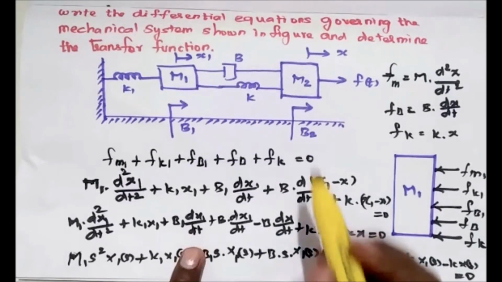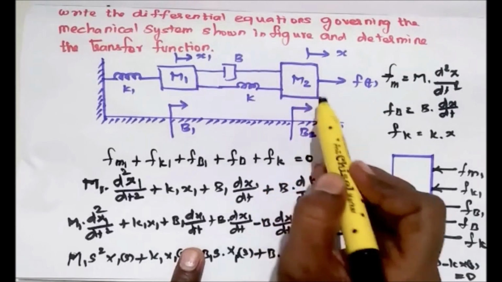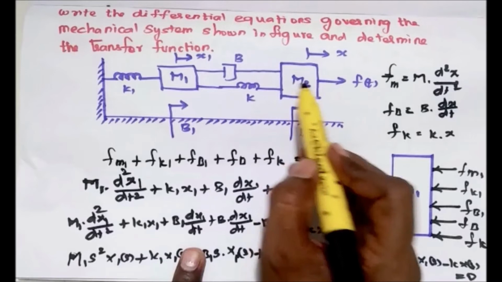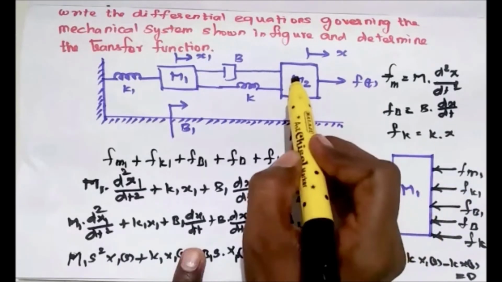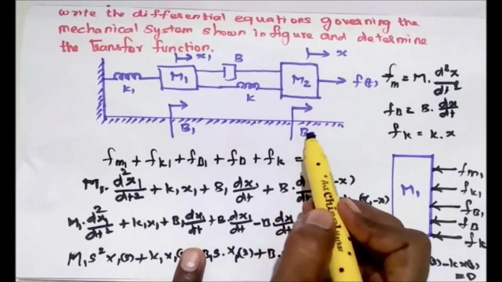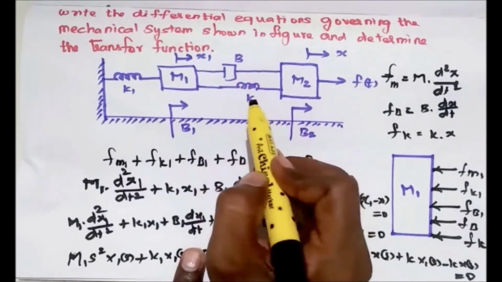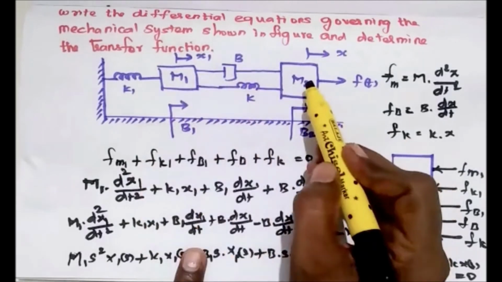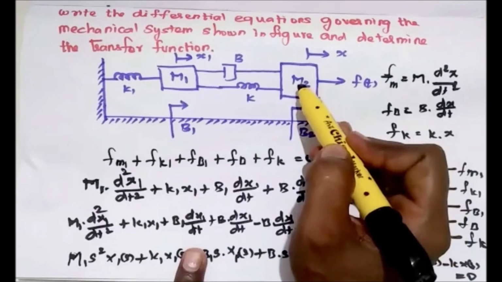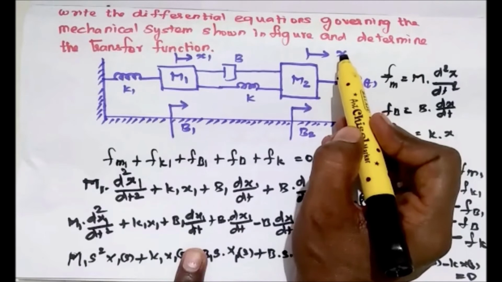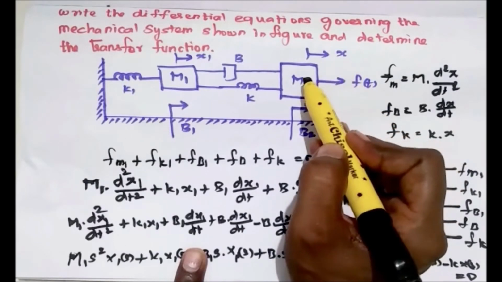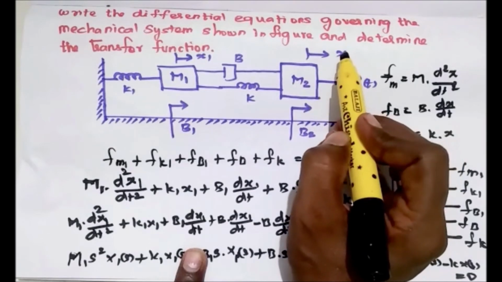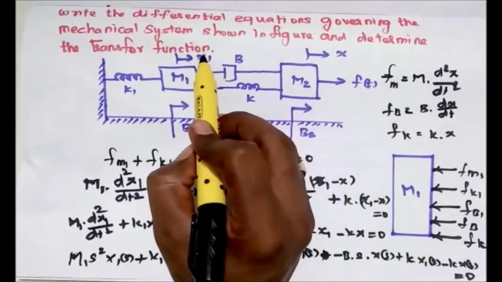Next we have to consider mass element 2. The forces acting on this mass element are the applied force and the force due to its own mass, then the force due to B2, then the force due to B and K. Here B and K have two-end displacements, but M2 and B2 have only one-end displacement, that is x. So while considering mass 2, we have to consider first this displacement, after that this displacement.